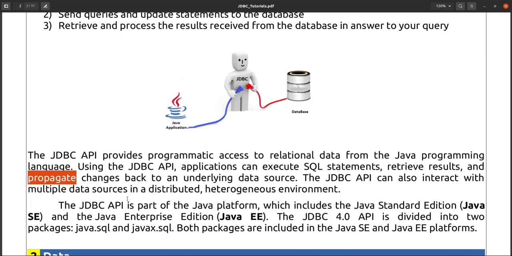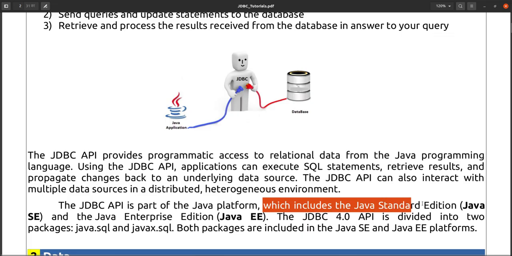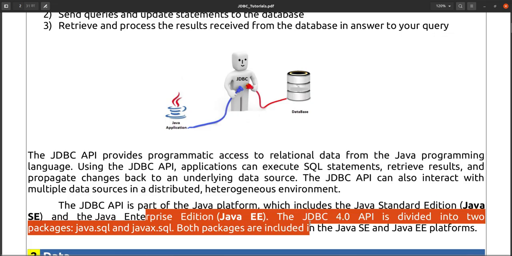JDBC API can also interact with multiple data sources in a distributed, heterogeneous environment, which we will see later. JDBC API is part of the Java platform, which includes both Java Standard Edition and Enterprise Edition.